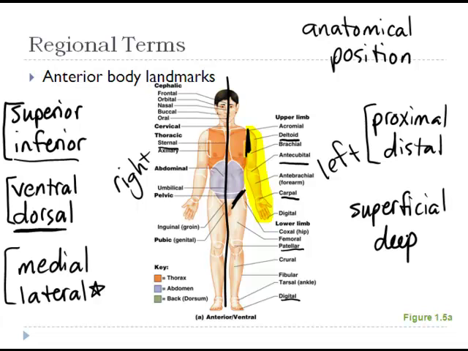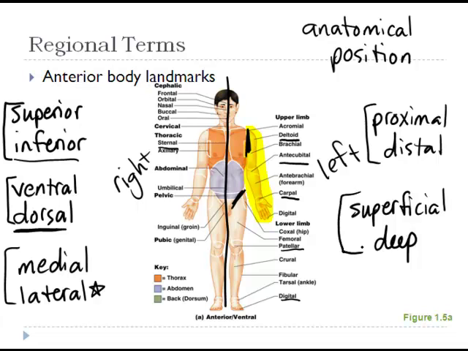Superficial means on the body surface, deep means below the body surface. So for example, the skin is very superficial as compared to the bones. But then if you compare bones versus muscle, now we have things that are both inside the body, but now we're looking at how they compare to each other.